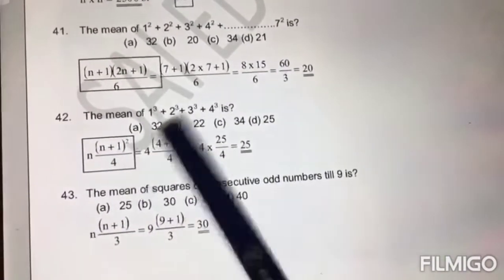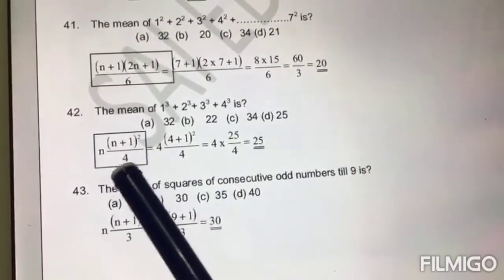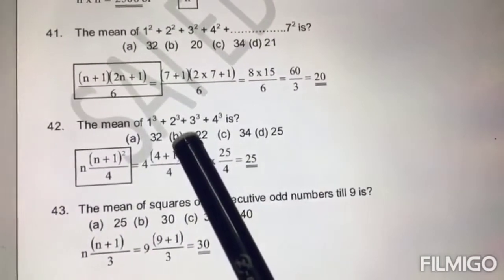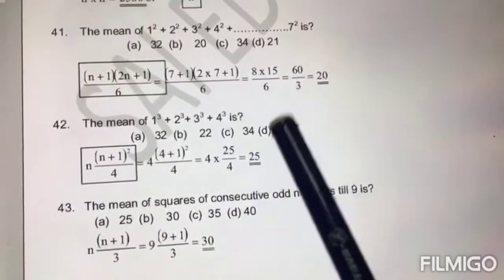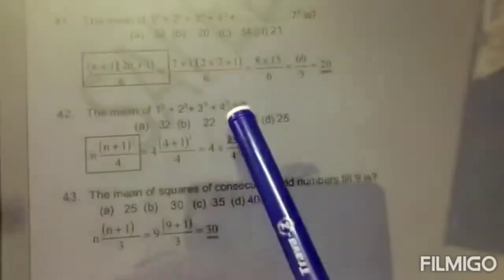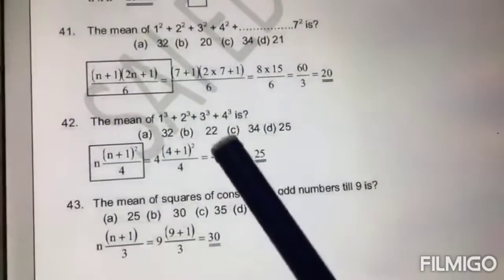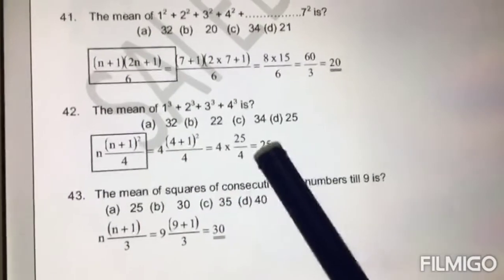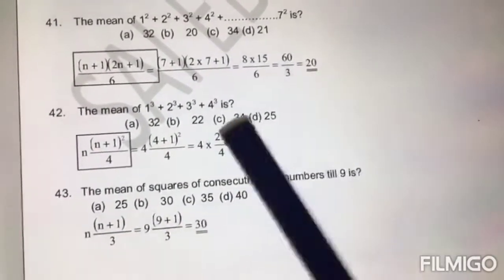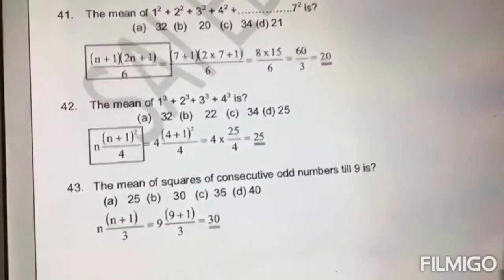Alright, number 42. We finished 41. Again, here also there's a formula. The mean of 1 cube plus 2 cube plus 3 cube plus 4 cube is how much? Use this formula where n is the number of terms. It is 4. So 4 multiplied by 4 plus 1 whole square divided by 4 will give you 25. You'll have to memorize these formulae, okay? Because without that you can't do this question. You simply have to memorize and apply it.